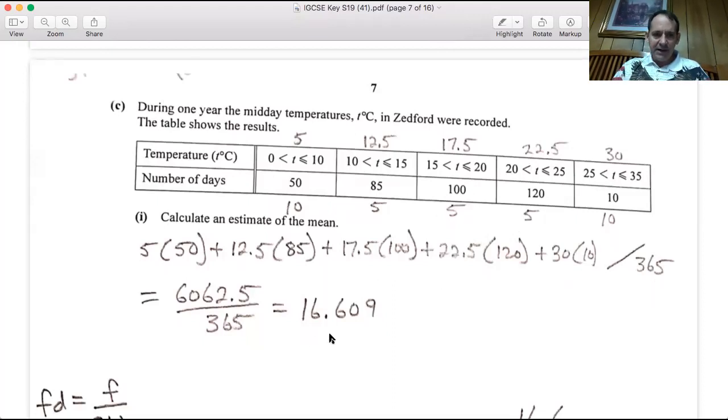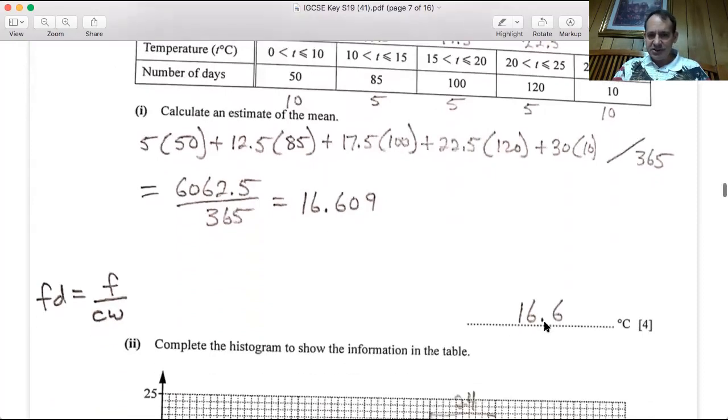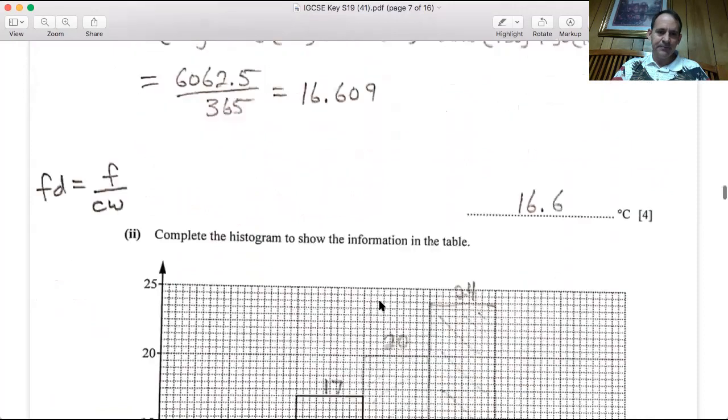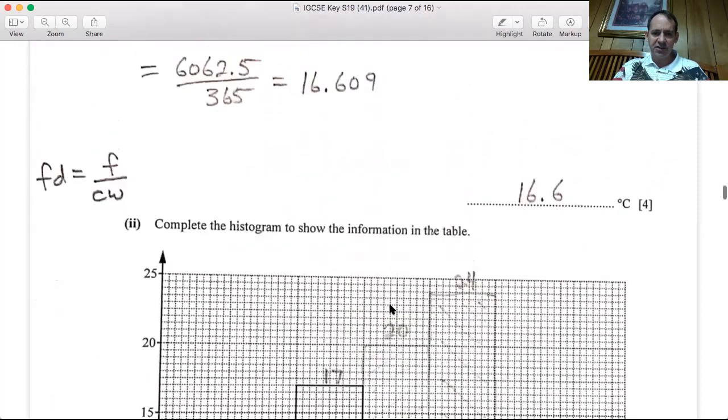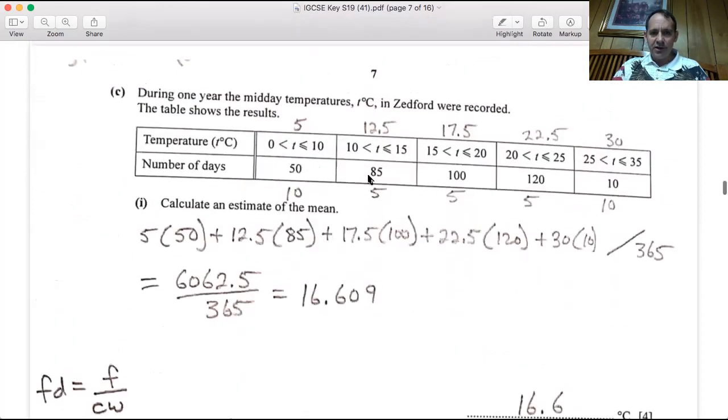And when you divide that, you get a mean of 16.609. To three significant figures is just 16.6. Then it wants us to draw a histogram. In order to draw a histogram, you need frequency density for your height. Frequency density is frequency divided by class width. So here's the frequency. The class width is what I wrote down here in this bottom row, class width.